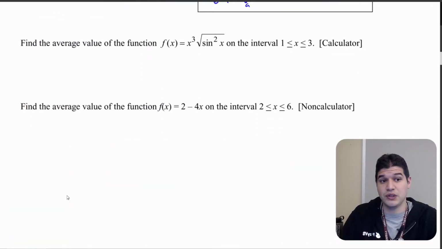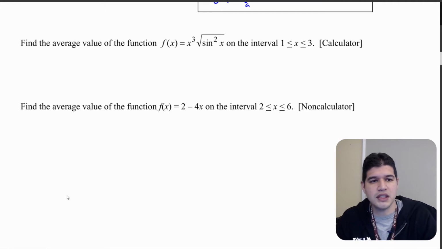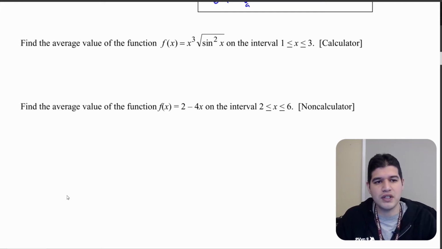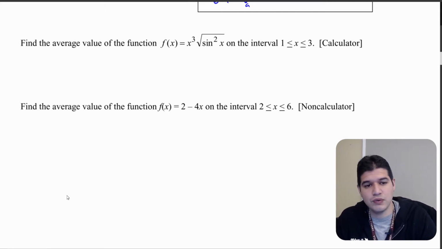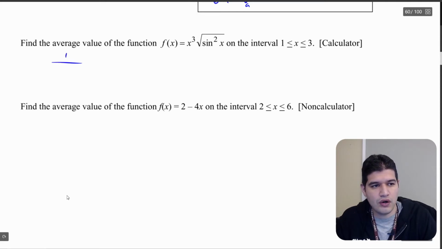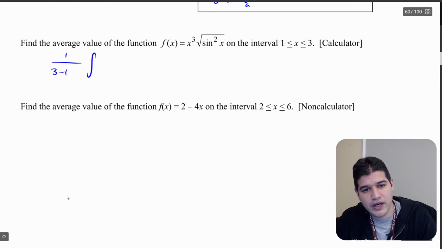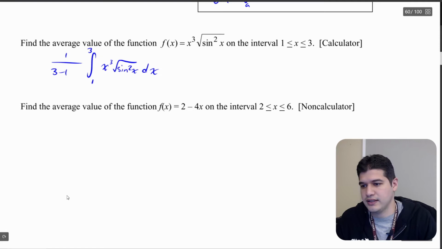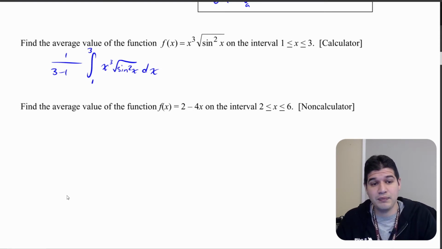This first one we're going to do on our calculator, but I do want us to show our work. We're going from 1 to 3 and our function's given to us. So I'm going to go 1 over 3 minus 1, so that's going to be 1/2. And we're going to do this from 1 to 3. I'm going to write my function in here, x cubed times the square root of sine squared x dx. That's something that I can just type into my calculator. So let's go ahead and do that.